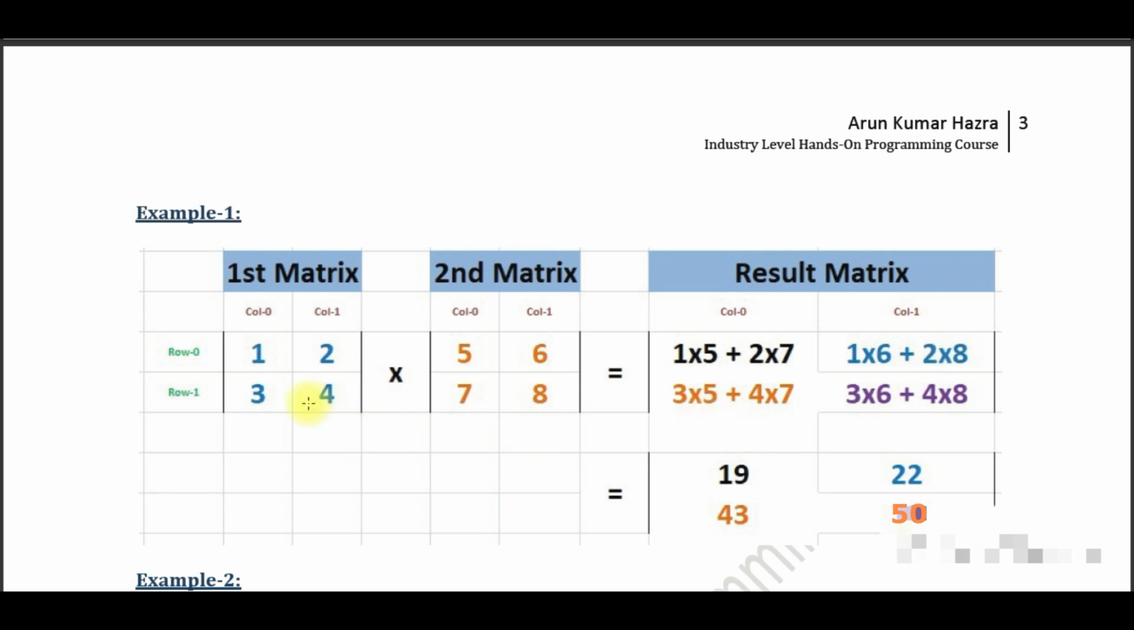Now coming to row 1. Row 1 will first be multiplied with the second matrix's column 0. So 3 into 5 plus 4 into 7. You can see 3 into 5 plus 4 into 7.